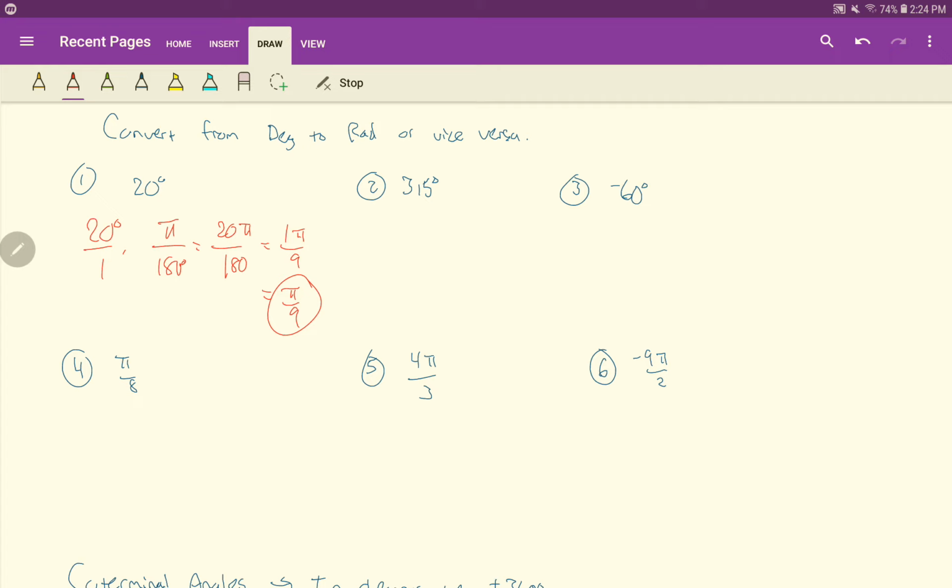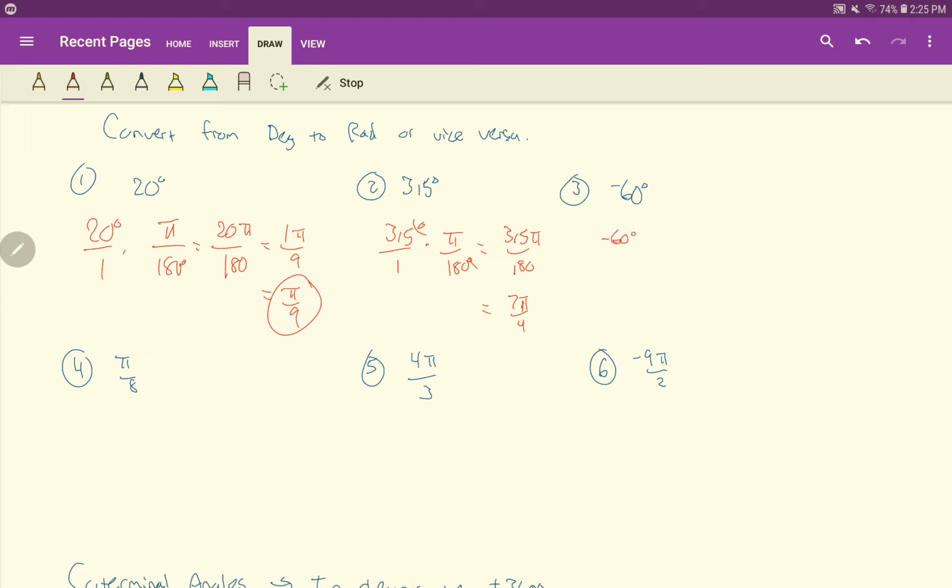We can do the same thing here for 315. It'll be 315 times pi over 180 degrees. Again, the degrees would cancel there, and so we'd have 315 pi over 180, which is 7 pi over 4. I believe 7/4. 315 over 180, 7/4. Yep, 7/4. Okay, perfect.